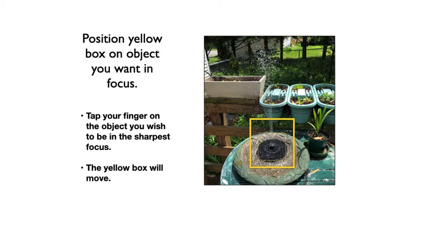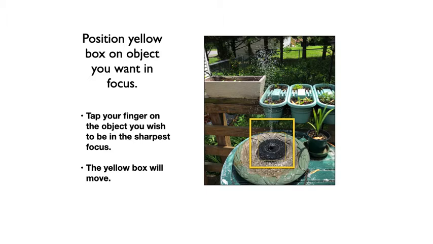So when you're taking your pictures, you want to think about what is it that you really want in focus. And you're going to tap your finger on that object on the screen that you wish to be the sharpest. The yellow box will move with your finger.